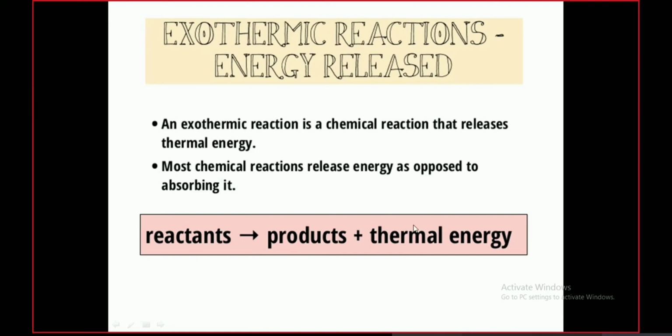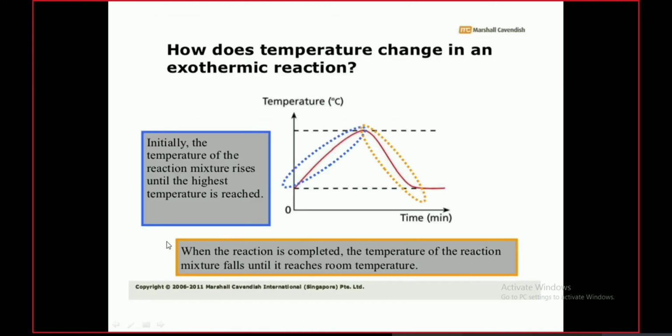So this is the best equation to explain why in exothermic reactions, reactants have more energy than the product, because while converting from reactant to product, the reactants are releasing energy which is being produced as a product. So products have less energy as compared to the reactant.